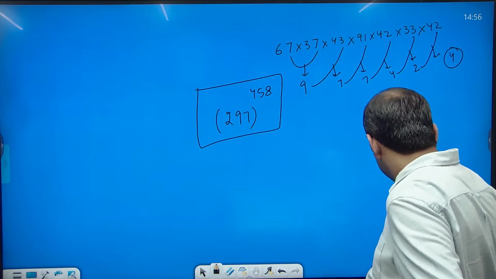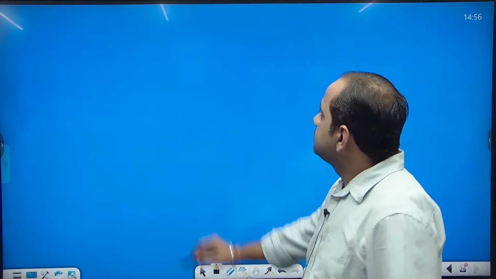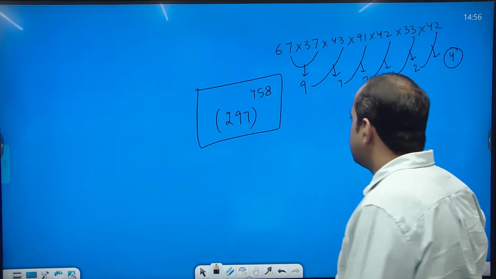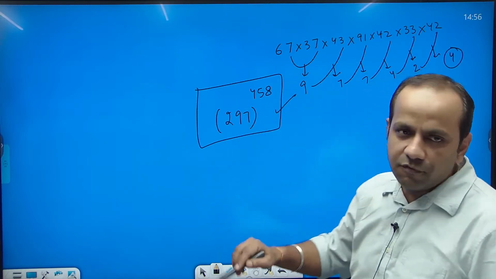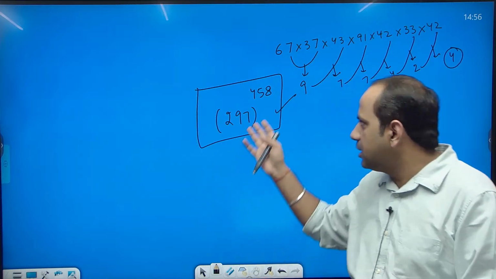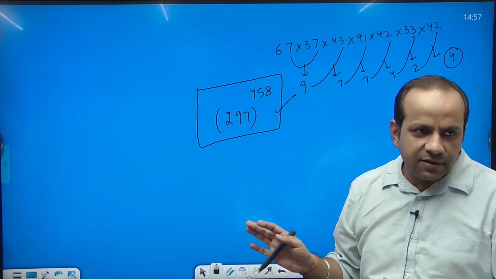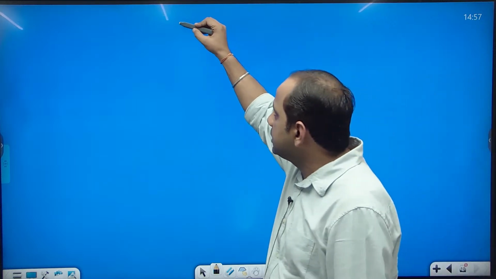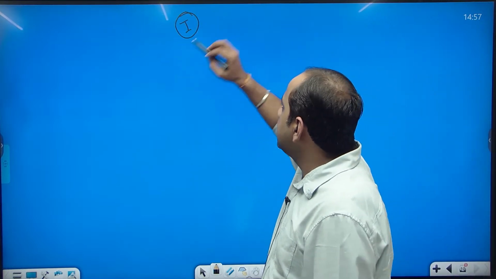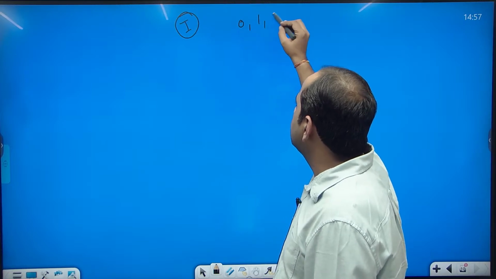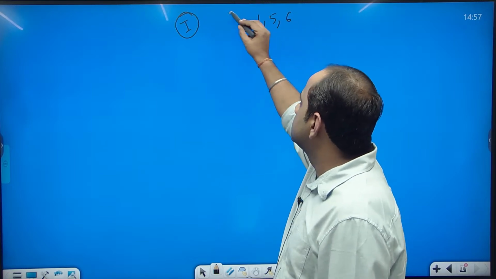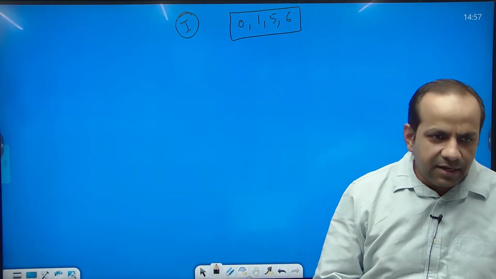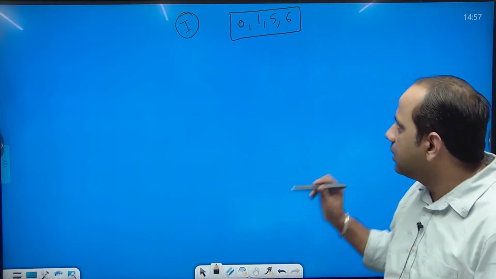Now, when we get a question like this, 297 to the power 458 or any exponential power, how to proceed? We have 3 types of categories. The first category is numbers ending with 0, 1, 5 and 6. Any number ending with 0, 1, 5 and 6.